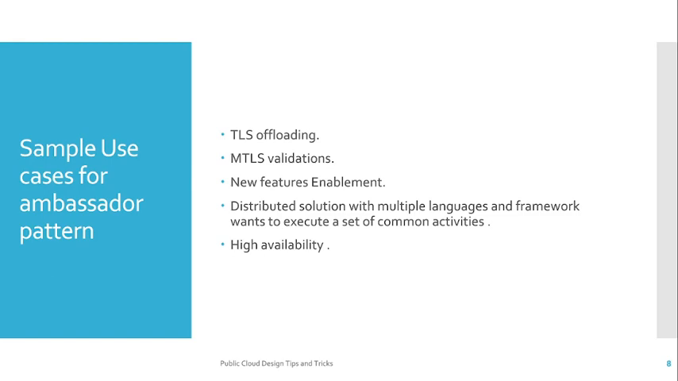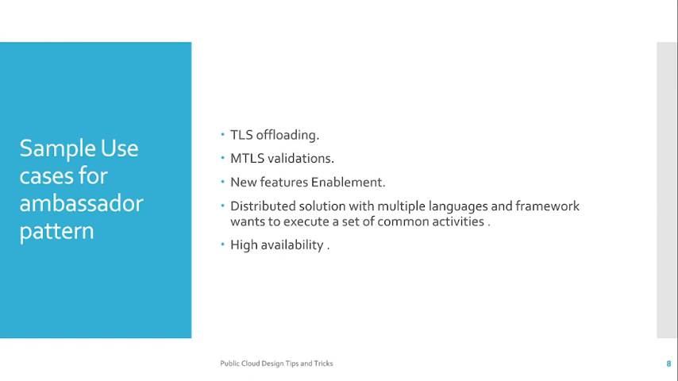Now there are a few sample cases I'm going to explain. One is TLS offloading. Like you want to do the TLS offloading before a request hits your endpoint service. In that case, you can use the ambassador. If you want to realize mutual TLS authentication or validation before it reaches your service, there also you can create a component which will do the mutual TLS authentication or authorization. Then after that the request will land on your service. There also you can use an mTLS ambassador. Then if you have new feature enablement without touching the legacy code, there also you can use it.